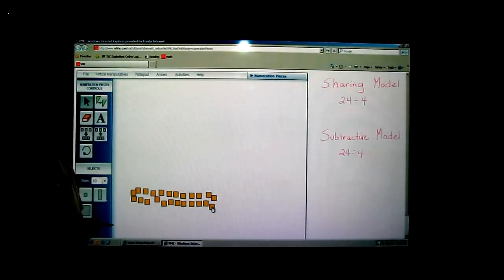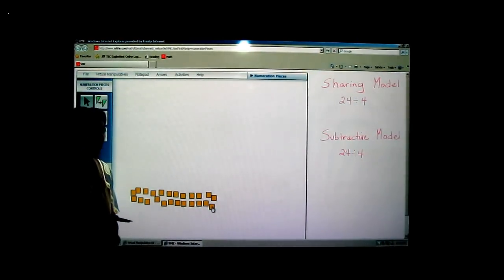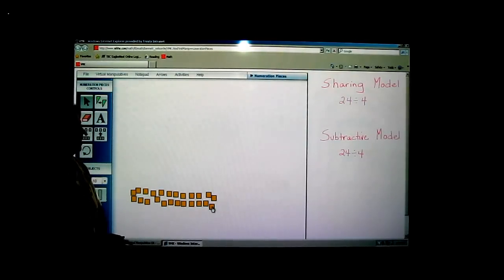Today we're going to talk about division. We're going to talk about the basic concept of division today. Two different ways to think about it, the sharing model and the subtractive model. The sharing model is what most people think of when they think of division.